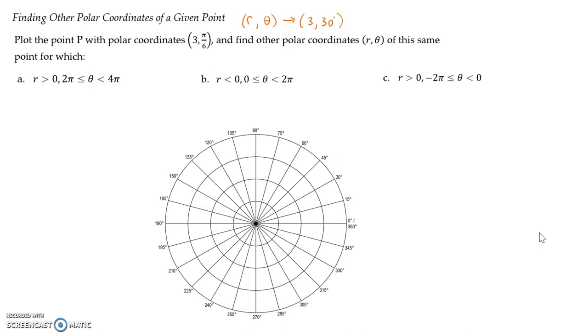So let's go ahead to our polar grid and we'll plot our point. We'll let one circle equal 1 radii length. So we're going to be coming out along our 30 degree piece, and we're going to count out a total of 3 radii lengths. And let's go ahead and plot point P.